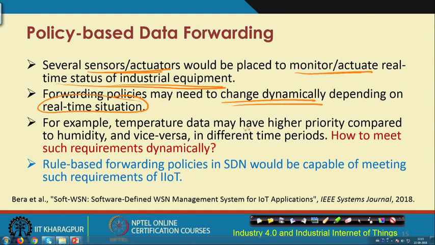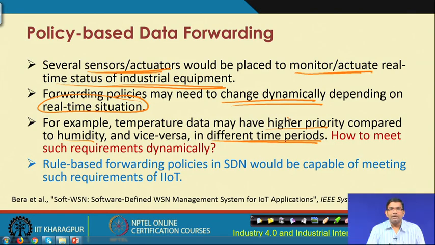For example, temperature data may have higher priority compared to humidity data or vice versa, and in different time periods of implementation these requirements may also change. In certain parts of the network at certain points, temperature data will have higher priority, whereas at other instances in the time domain it might so happen that humidity will have more priority over temperature. To dynamically cater to these changing requirements, SDN is useful, and it is particularly useful for IIoT requirements of this sort. So, rule based forwarding policies in SDN would be able to meet the dynamic change in the requirements of IIoT.